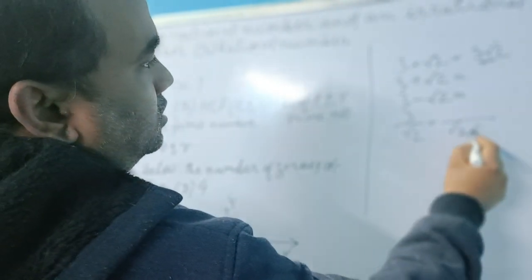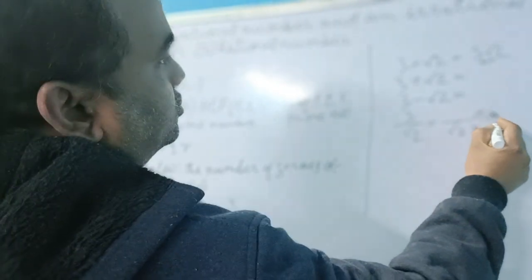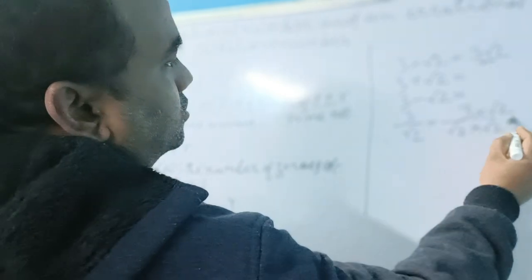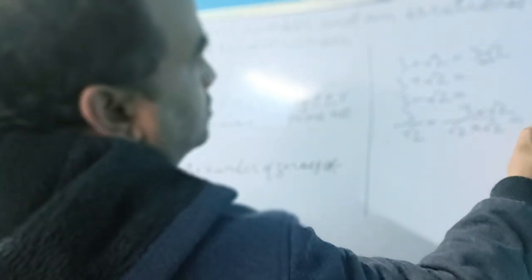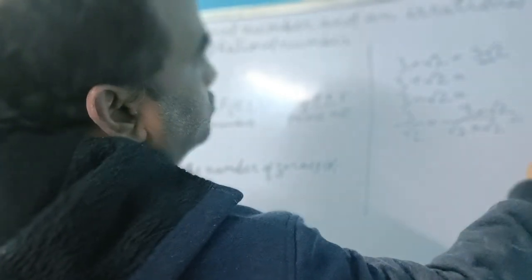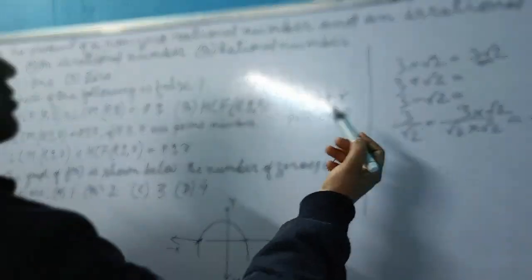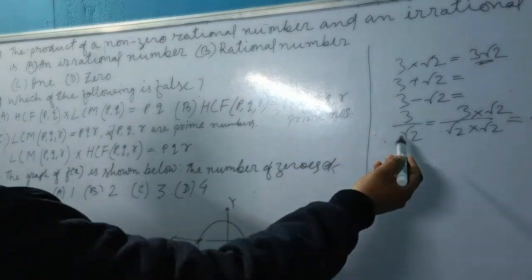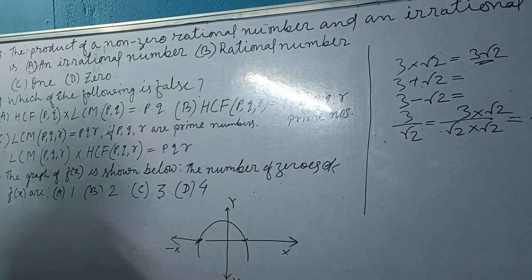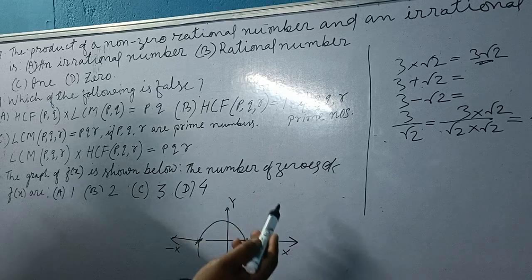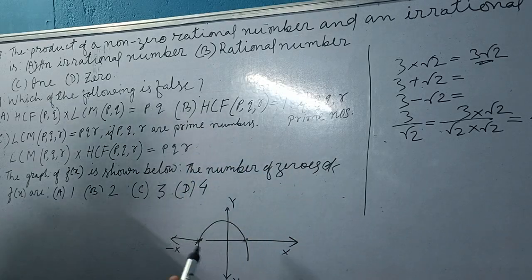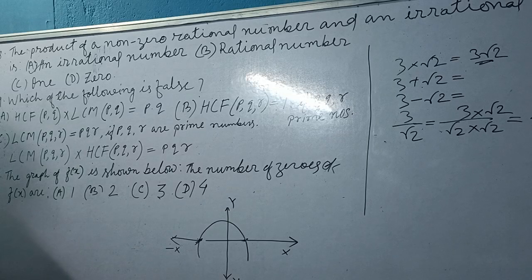See, root 2 into root 2. So in the numerator also you have to multiply by root 2. So 3 root 2, and root 2 into root 2 is 2. So 3 by 2 root 2. So this is also an irrational number. So we can say the quotient of rational and irrational is also an irrational number. So in all cases we are getting an irrational number: the product, the addition, the difference, even the quotient of rational and irrational is an irrational number.